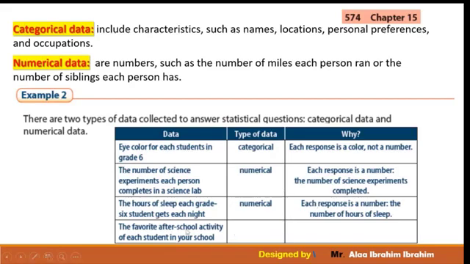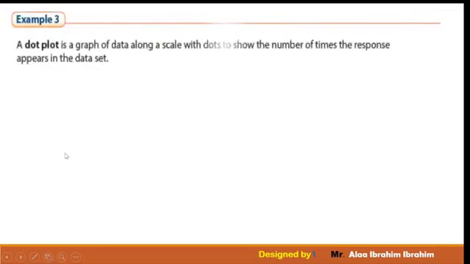Now, the favorite after school activity. It needs the favorite activity, so this is categorical data, because it is not a number. The response is a type of activity, not a number. So we know the difference now between categorical data and numerical data. Numerical deals with numbers, the other is not a number.